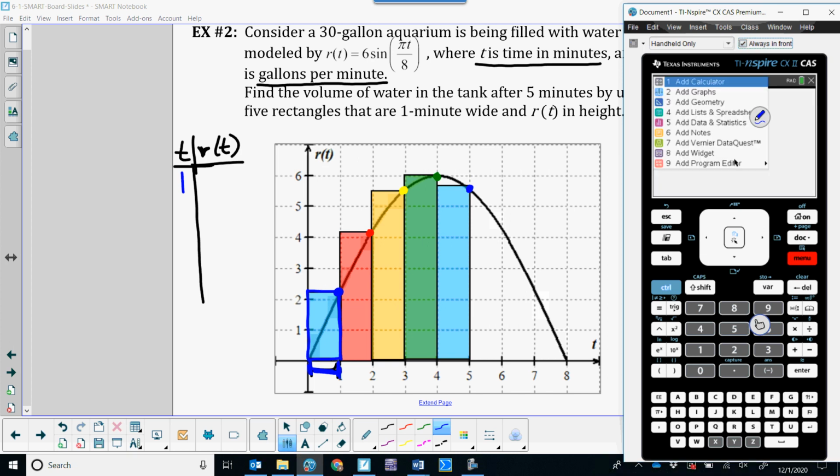So you remember you need to go to a calculator page. And then you want to type in your function, and your function is 6 sine of pi over 8 t. Now remember, we're always going to use X, right? So that we can graph things and do whatever we want. And then get out of the parentheses and then press ctrl var to store it.